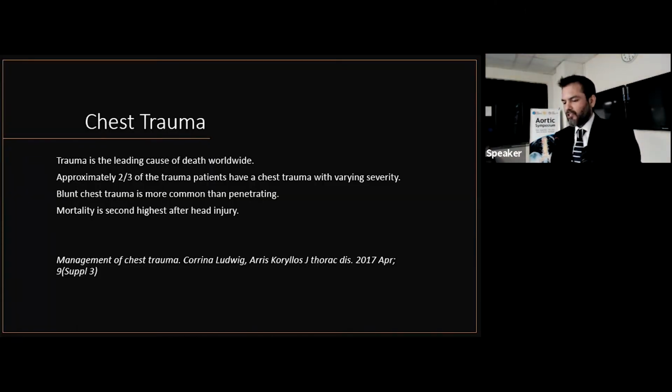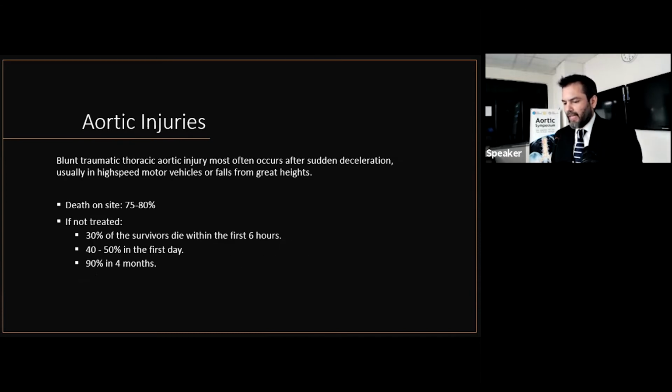Just a few things about chest trauma. Trauma is the leading cause of death worldwide. Two thirds of the patients have chest trauma, with blunt chest trauma being more common. A large number of these deaths are actually due to chest trauma, but because most of them die at the scene of the accident, they don't make it to the emergency department. What we more commonly see are the visceral injuries and other kinds of injuries.